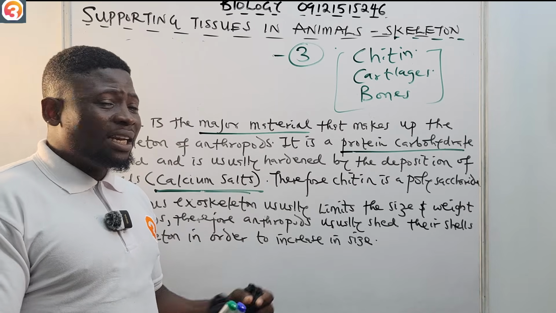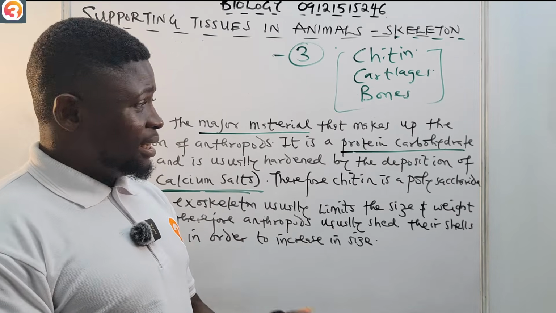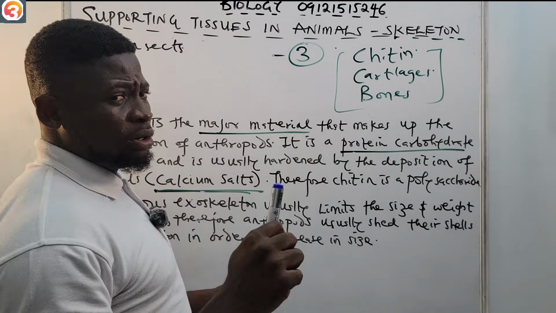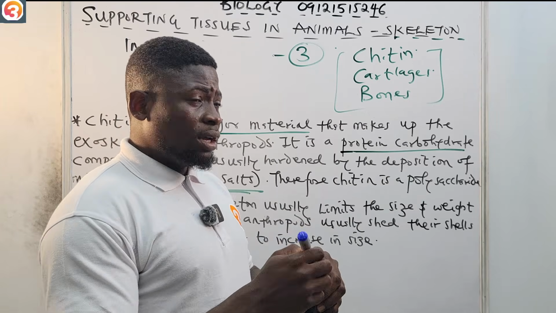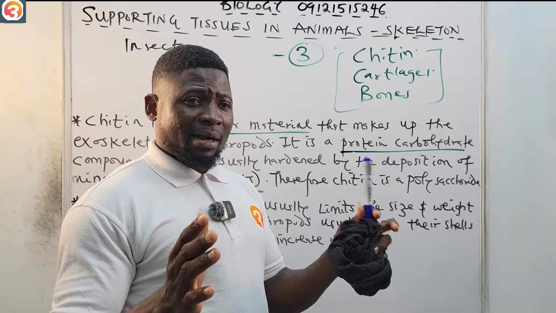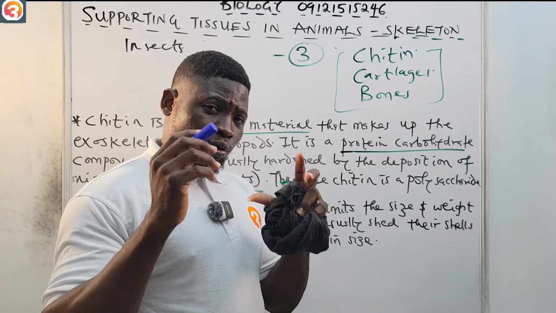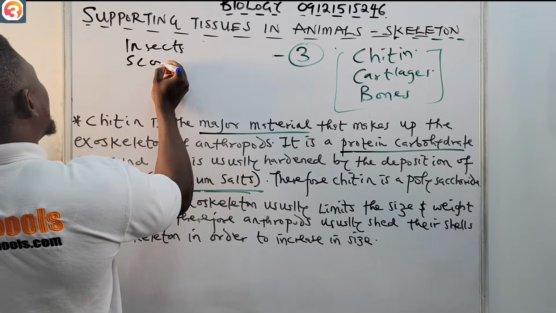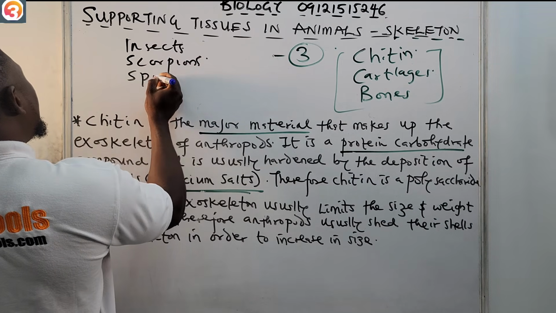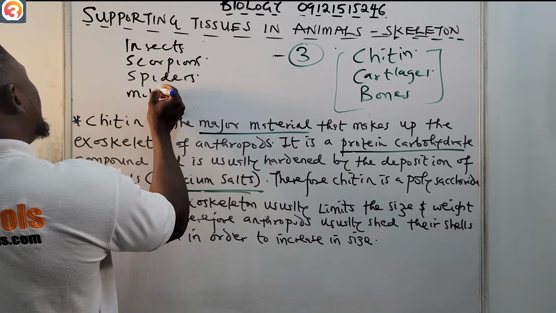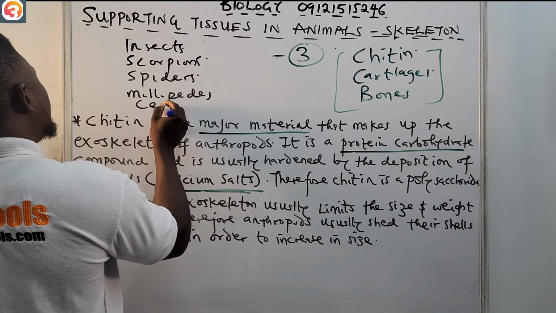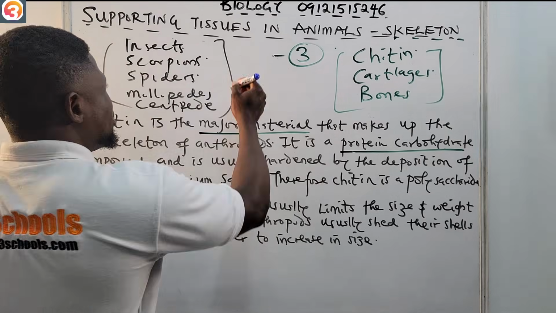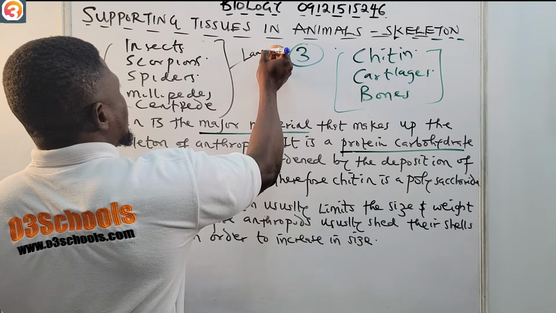So there are so many types of arthropods. We have the insects. You will see a question by the end of the class where you are given four different types of animals and asked to pick which one is an arthropod. So we have insects, scorpions, spiders, millipedes, centipedes. All of these are arthropods, and these ones live on the land.